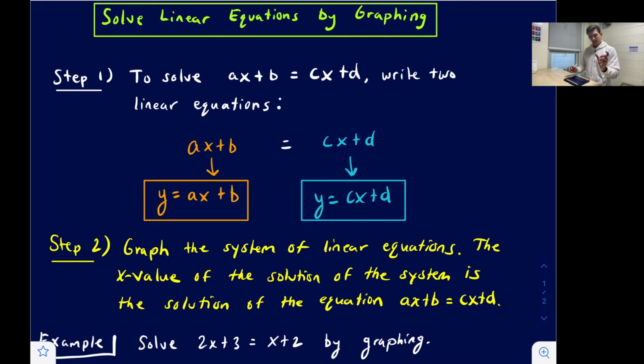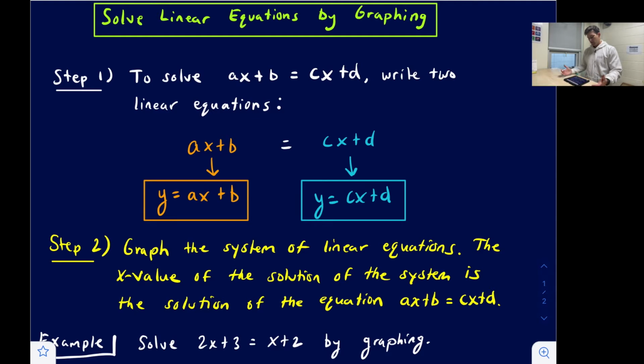Since these two expressions are equal to each other, we can set them equal to the same thing. We're going to set them equal to y, so that now it becomes a linear equation that we can graph on a coordinate plane. So we're going to change ax plus b to y equals ax plus b, and we're going to change the second expression, cx plus d, into y equals cx plus d.